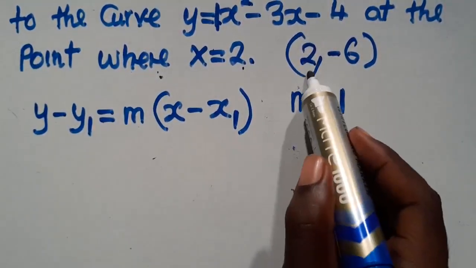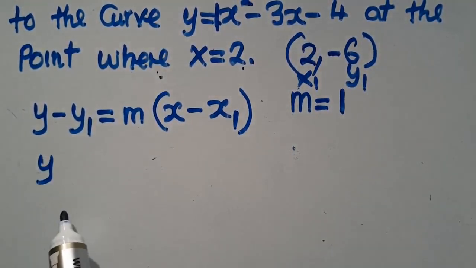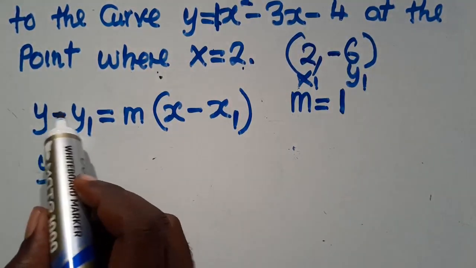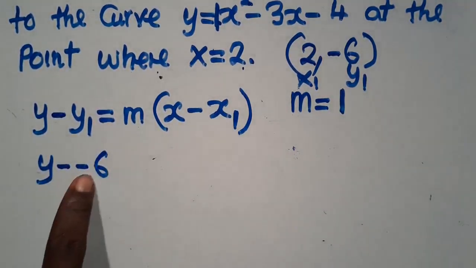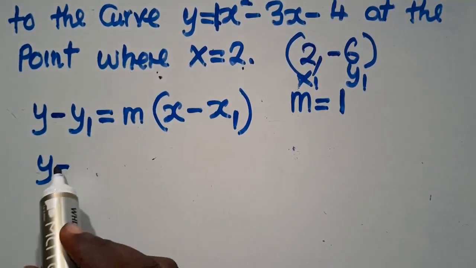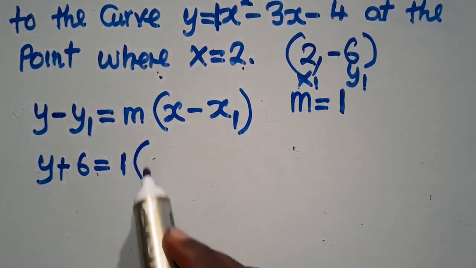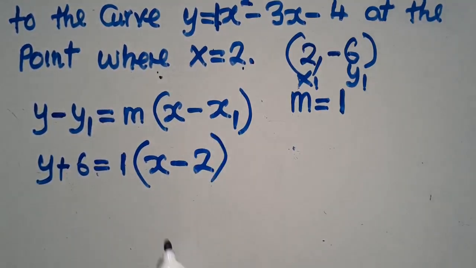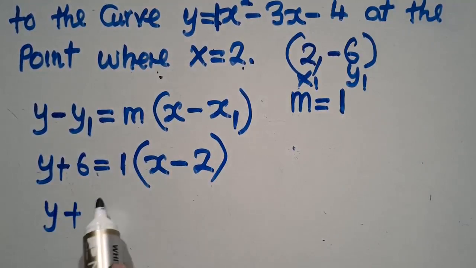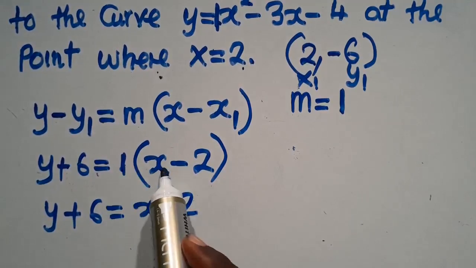You can do this. So this is called x1, this is called y1. So y minus, what is your y1? Negative 6. Since there is a negative, instead of writing negative 6 like this, it is positive. So you just put plus 6, which is equal to, what is your gradient? 1, open bracket, x minus, what is your x1? It is 2. So y plus 6 is equal to x minus 2. 1 times x, 1 times 2.